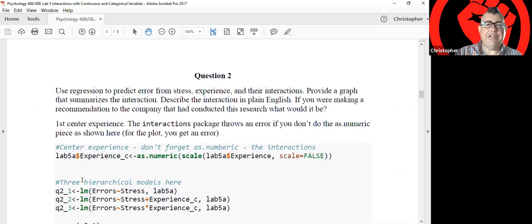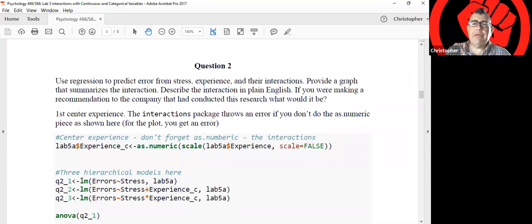and then provide a graph that summarizes the interaction. One thing I want to note here is we need to center the continuously scaled variable. And one of the things that is a challenge in doing that is a quirk of the interactions package. In the interactions package, it will give you an error when you do plots if you haven't done something very specific and very picky in the way that you center your variable. You can see here I've got lab 5A experience, that's my underscore C.